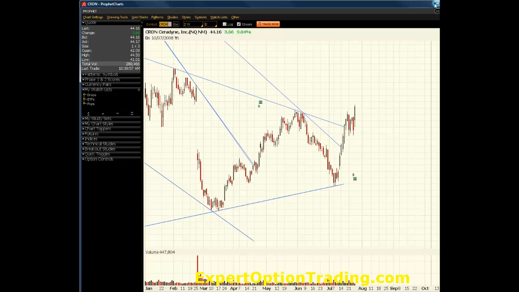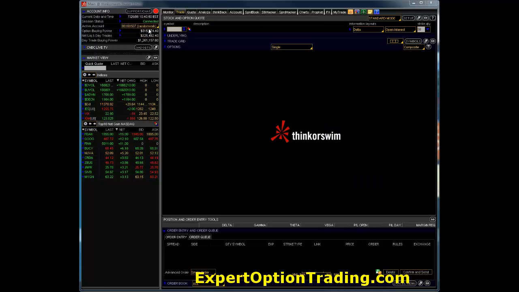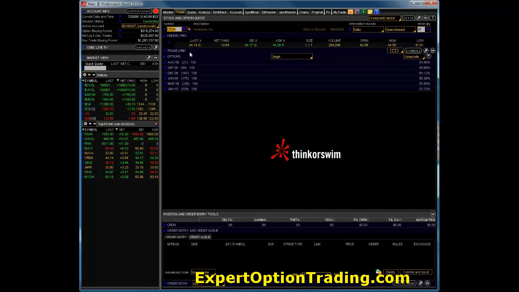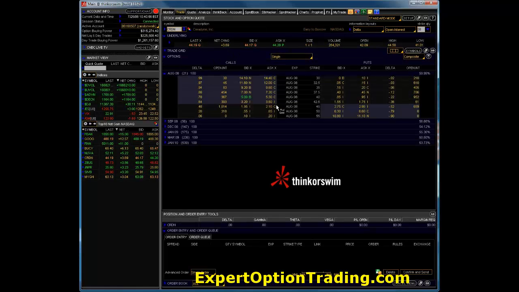Now, what do we do when we find a potential candidate? You know, the chart doesn't look too bad. It looks like it's been in an upturn. Volatility is probably fairly low. So what do we do? So the first thing that we should do is enter the symbol into our trade tab to see what the current near month at the money straddle is selling for.